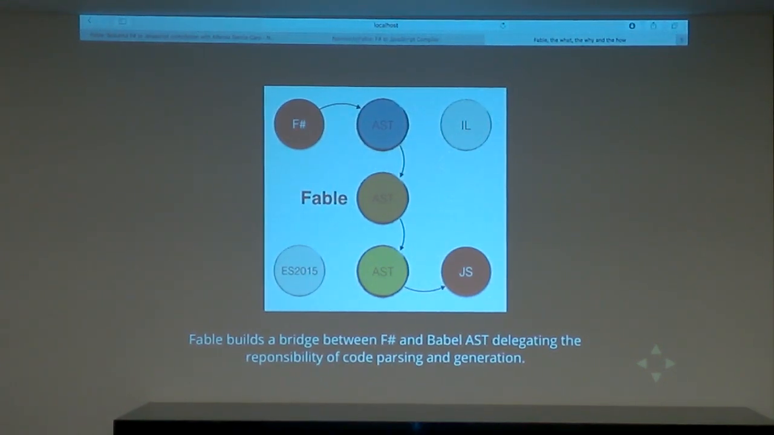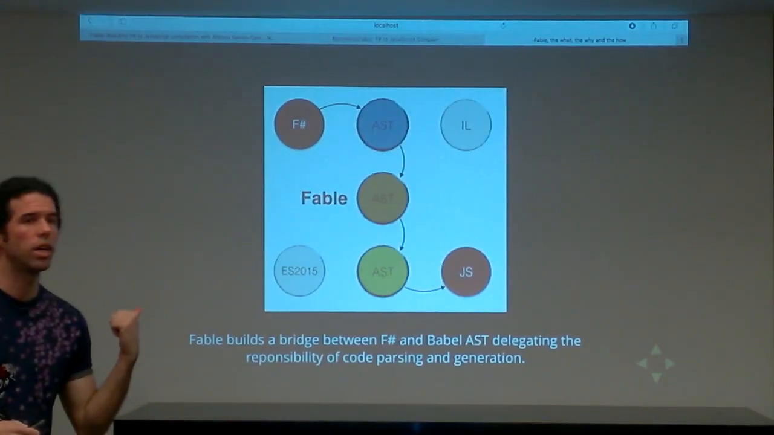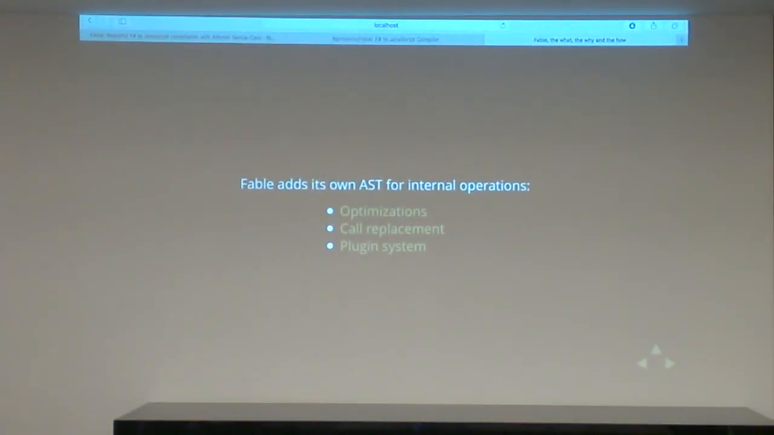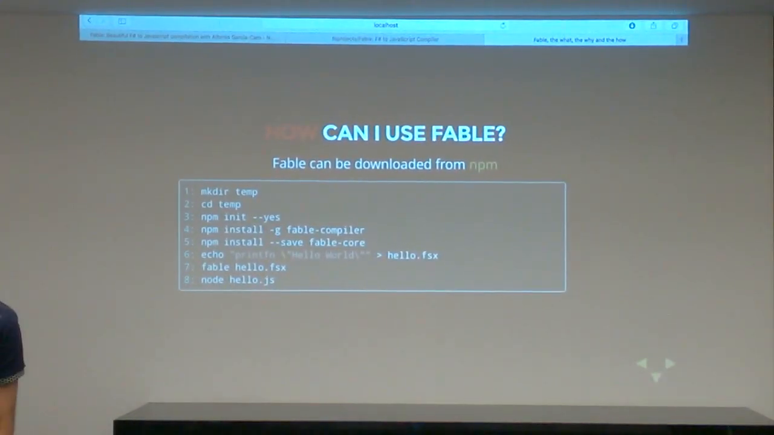This is very good because Fable can stand on the giant shoulders, sorry. And we can target ECMAScript 6, we can target ES5 easily without doing anything because Babel is already doing it for us. But why do we need this AST? So Fable is also doing some optimizations and is doing a call replacement. This is how we can use the F# core library directly in JavaScript code, and also the plugin system is using this internal AST.